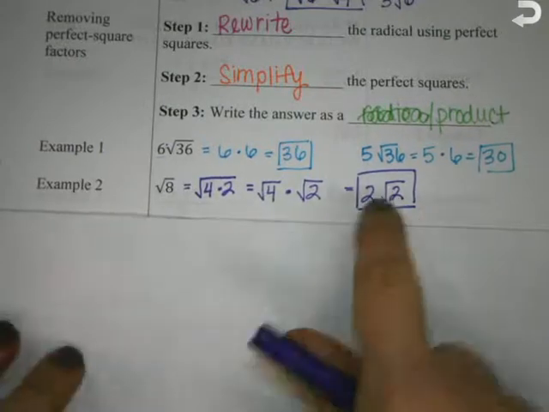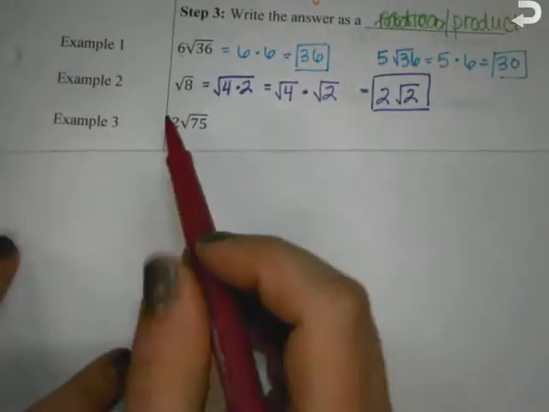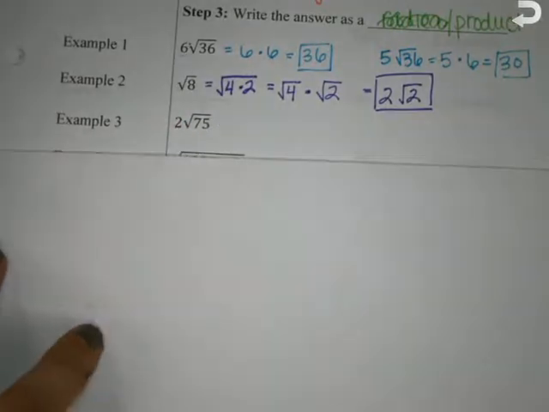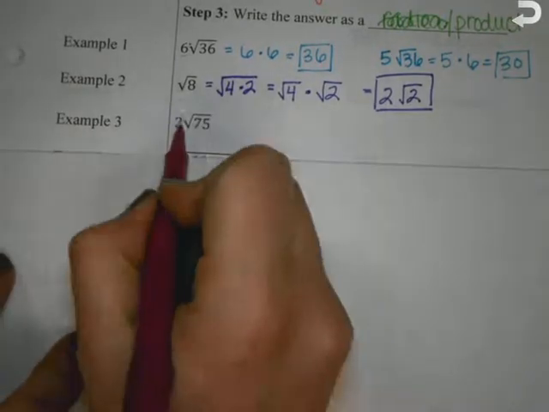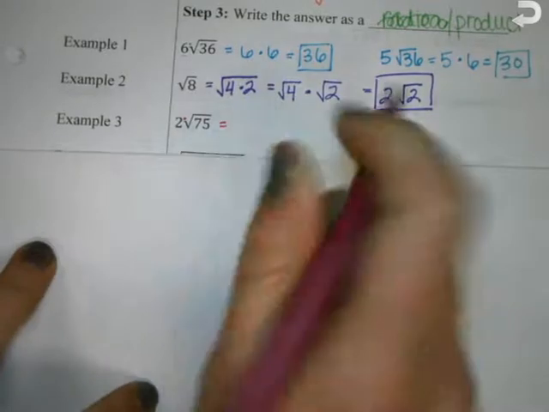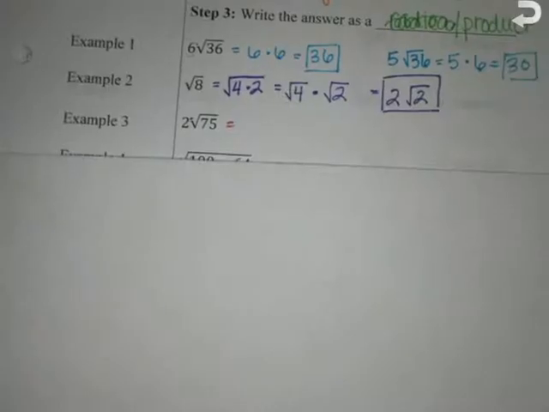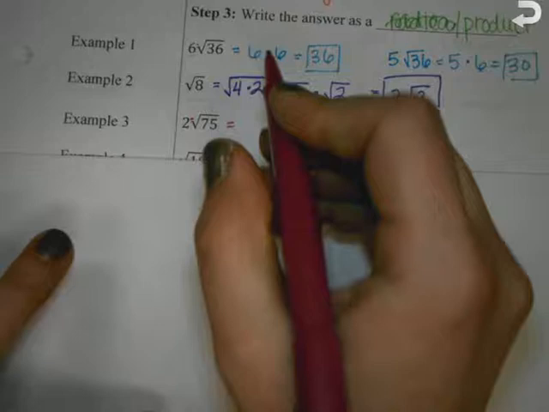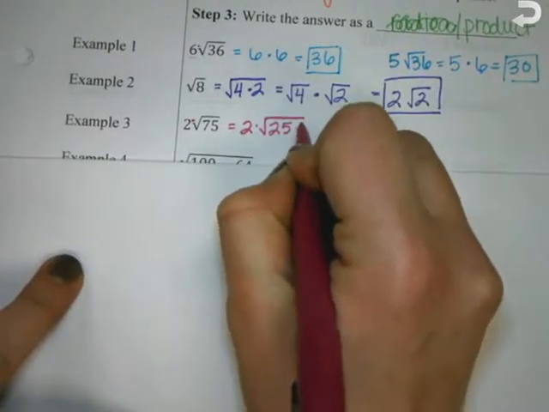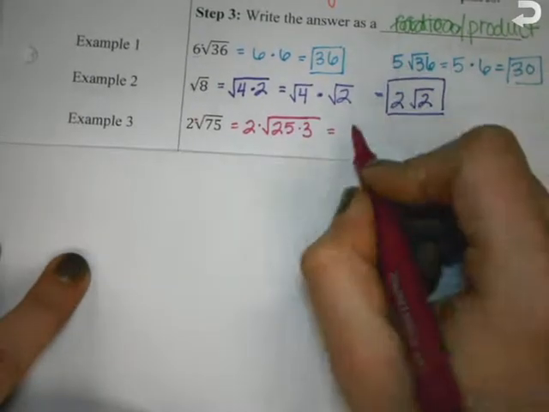Example 3, I have 2 square root of 75. So this is the same as 2 times the square root of 75, right? It's like this is being multiplied. Okay? So, can I take the square root of 75? No, but can I split it up using a perfect square? 25 times 3. So this is 2 times the square root of 25 times 3, right? You can take the square root out of 25. Good. This is 2 times the square root of 25 times the square root of 3.